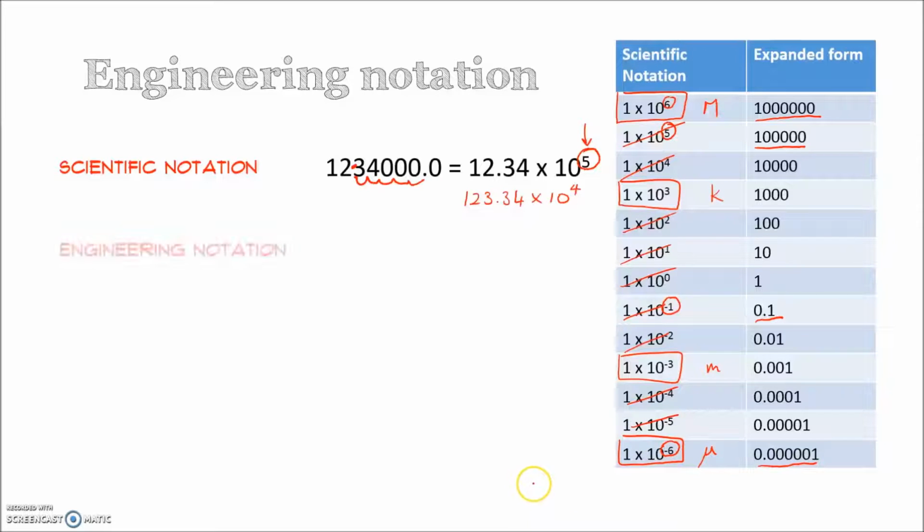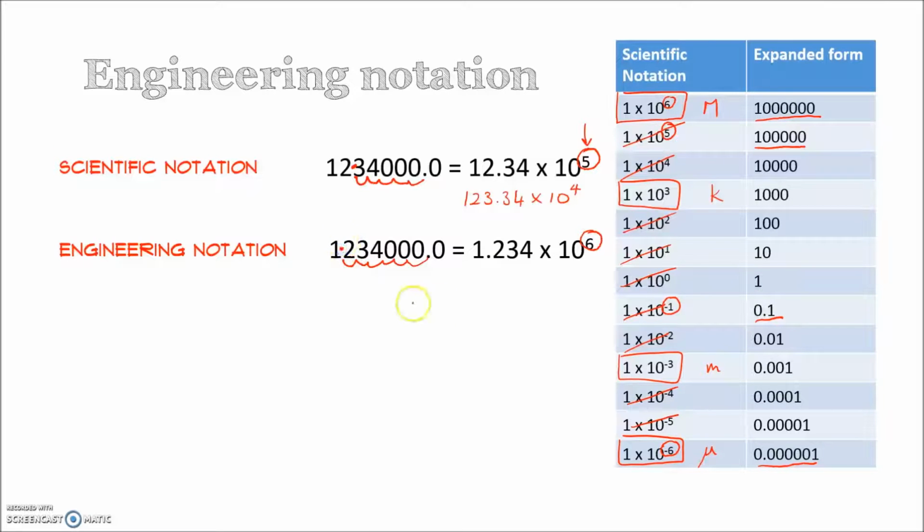Okay, so now looking at the same number again in engineering notation, we'd want to put this in a multiple of 3. So we can do it with times 10 to the power of 6. Here we move the decimal point 6 places to the left, so 1.234 times 10 to the 6, so that would be mega, or 1.234 mega, and then we would have a unit here. Could be newtons or bytes or whatever.